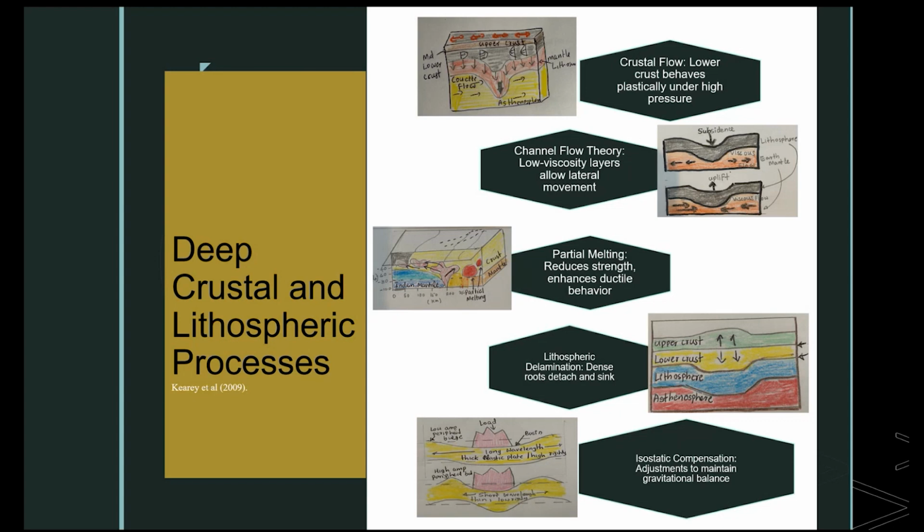The role of temperature and composition also matters in the forming of mountains. Temperature and rock type strongly affect how the crust and lithosphere deform. And then the final part is delamination. In some cases, the dense lower lithosphere detaches and sinks into the mantle, a process called delamination. This can trigger surface uplift and volcanic activity.